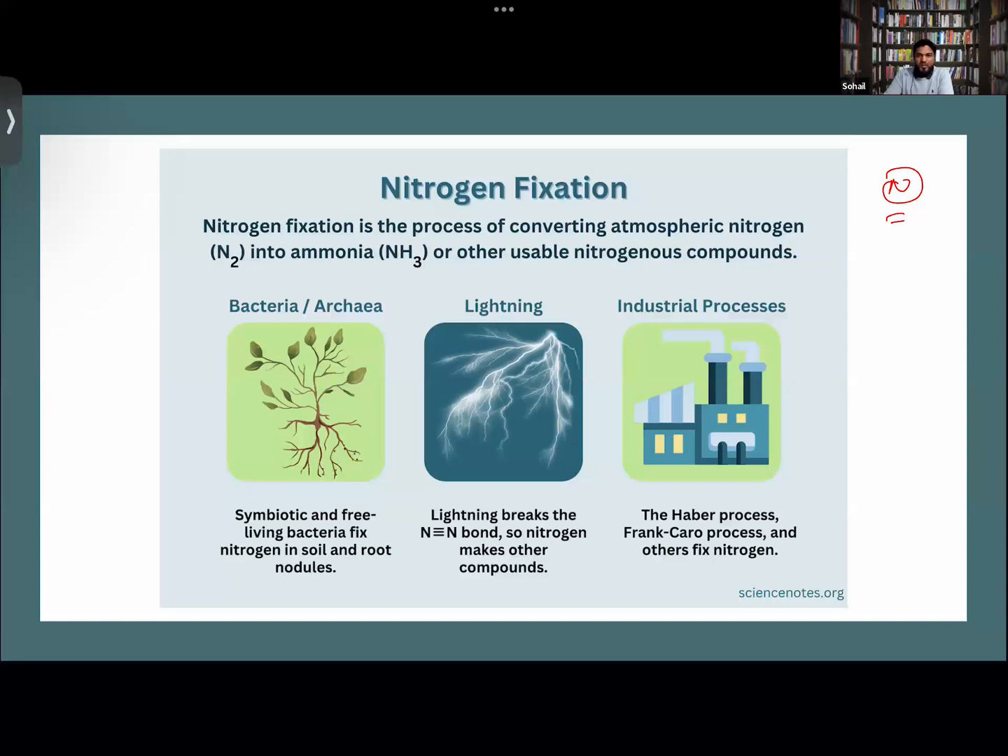Okay. So I was saying that there are several ways. One of the ways is lightning. Lightning will break the bond between the nitrogen molecule.